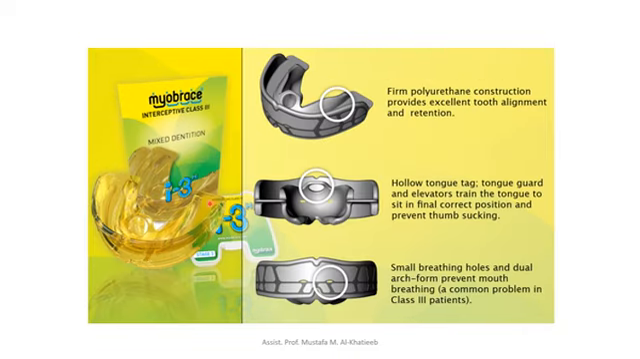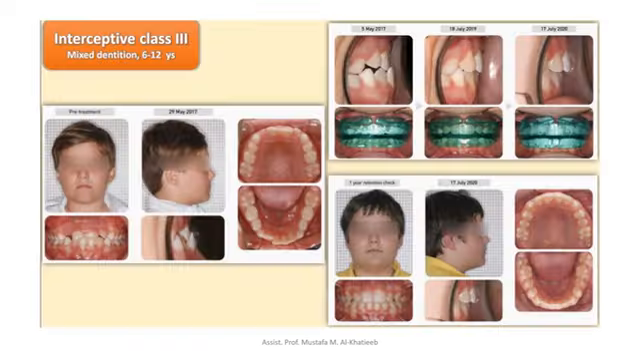The interceptive 3H, which is a hard type with firm polyurethane construction, provides excellent tooth alignment and retention. Its hollow tongue guards and elevators position the tongue to the normal, final correct position, and prevent thumb sucking, and also small breathing holes and dual arch form prevent mouth breathing, a common problem.